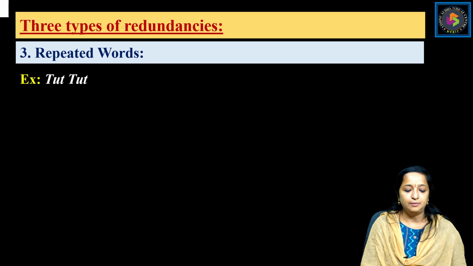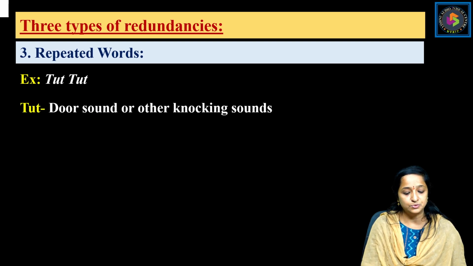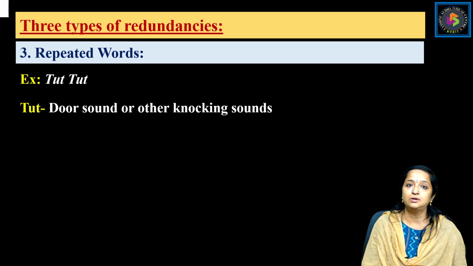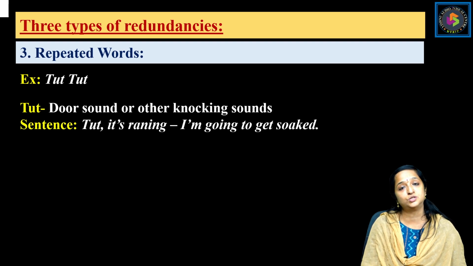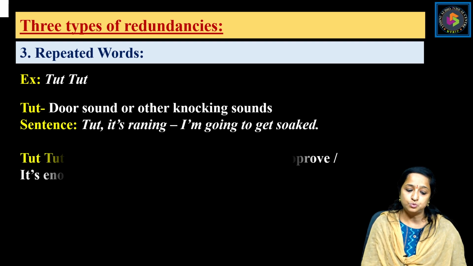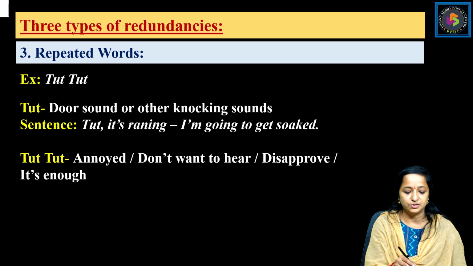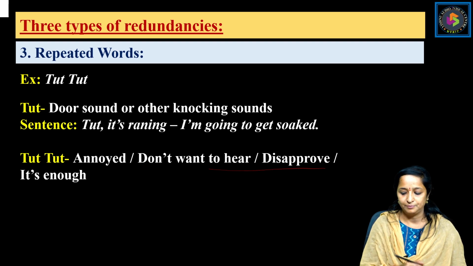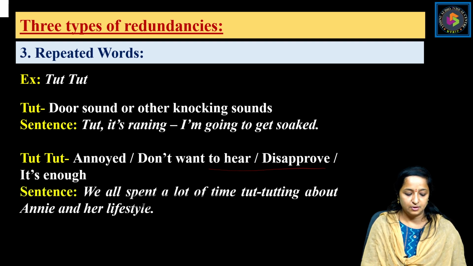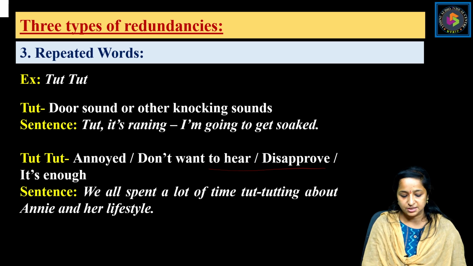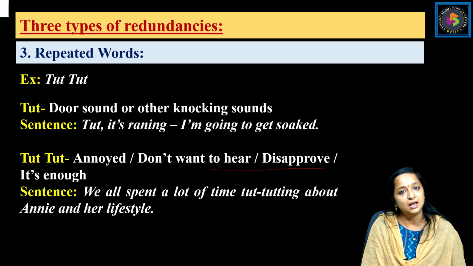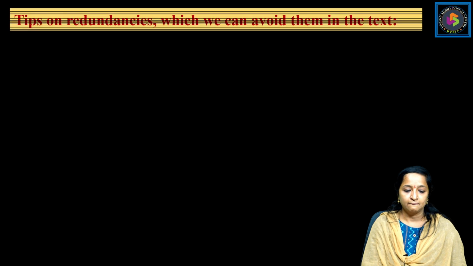Then third example, tut tut. So if we use 1 tut in a sentence, it represents a door sound or other knocking sounds. For example, tut, it's raining, I'm going to get soaked. If we use 2 tuts at a time in a sentence, it represents annoyance, disapproval, or it's enough. For example, we all spent a lot of time tut-tutting about Annie and her lifestyle.